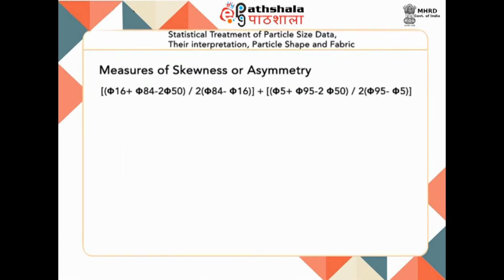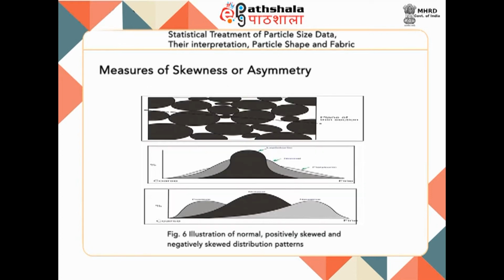So, phi 16 plus phi 84 minus 2 phi 50 divided by 2 into phi 84 minus phi 16, plus phi 5 plus phi 95 minus 2 phi 50 divided by 2 into phi 95 minus phi 5. Now, this figure illustrates the normal, positively skewed and negatively skewed distribution patterns.